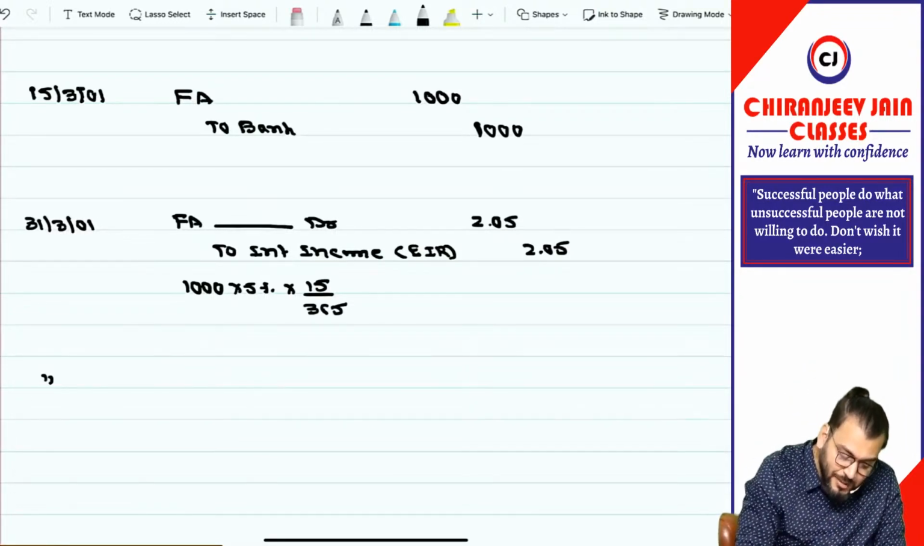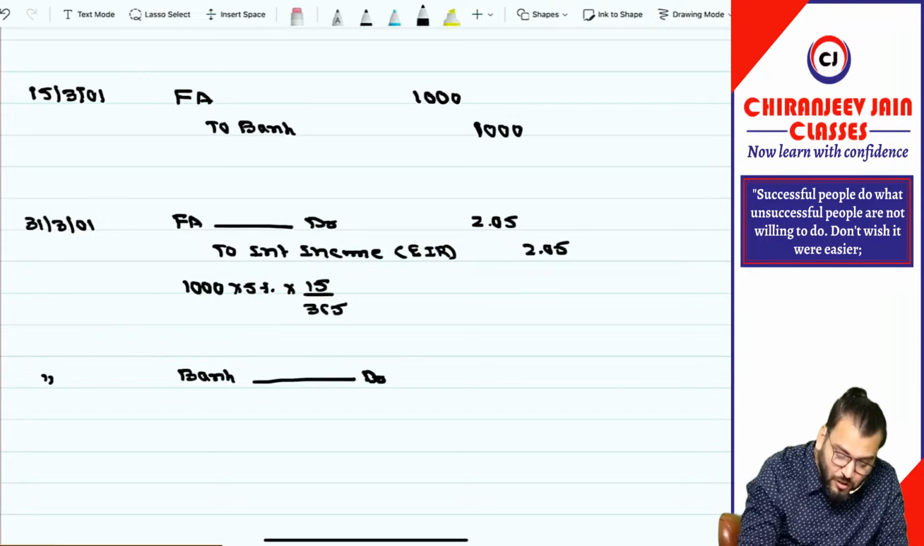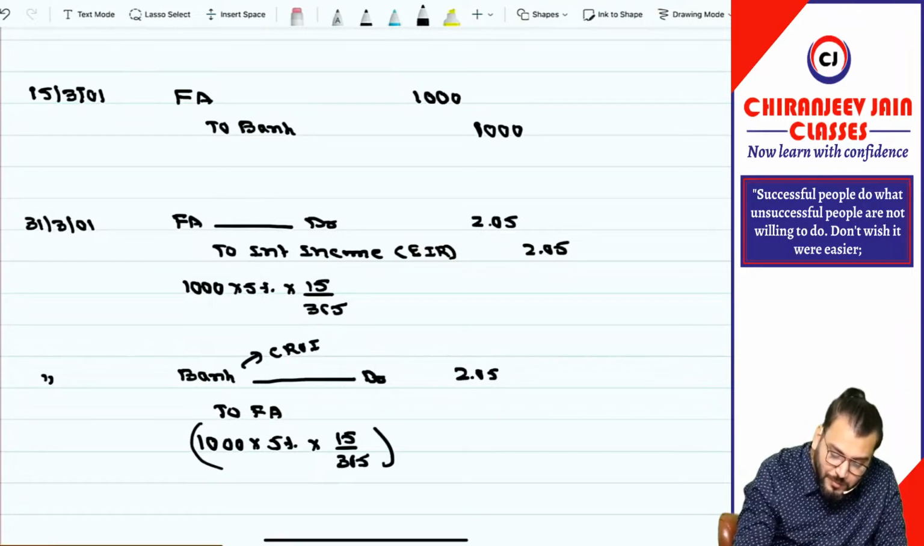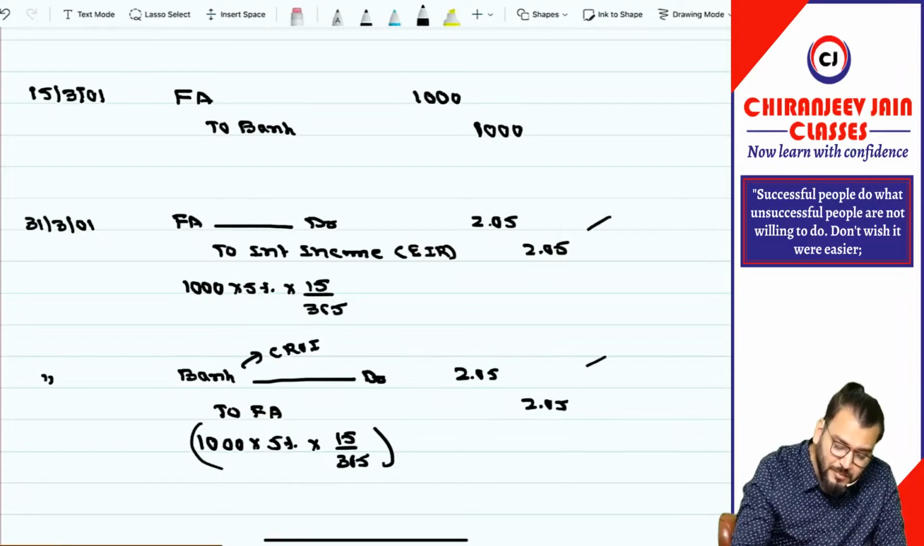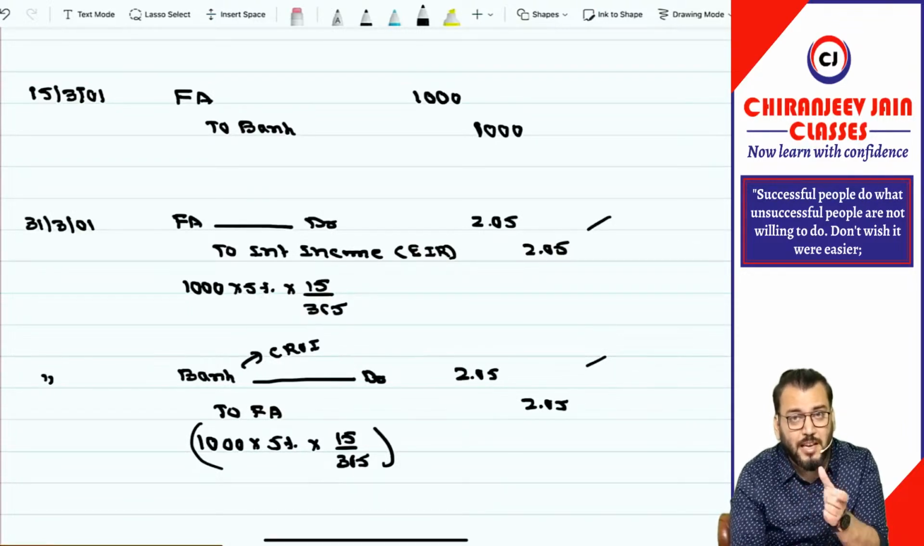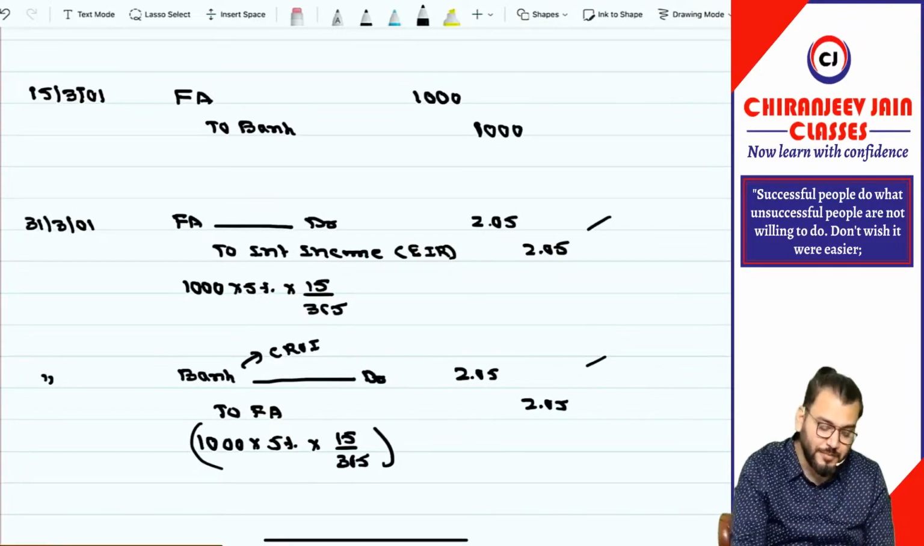But what I want to explain is that whatever amount you receive is also based on 5% only, correct now? So we will do bank account debit to financial asset, and that will also be 1000. This amount you are receiving is based on the contractual rate of interest, but the amount will be the same only, 1000 into 5% into 15 by 365, and the same amount you receive, that is 2.05. Because this is the same, can I say the closing balance of this asset after this journal entry will be 1000 only.